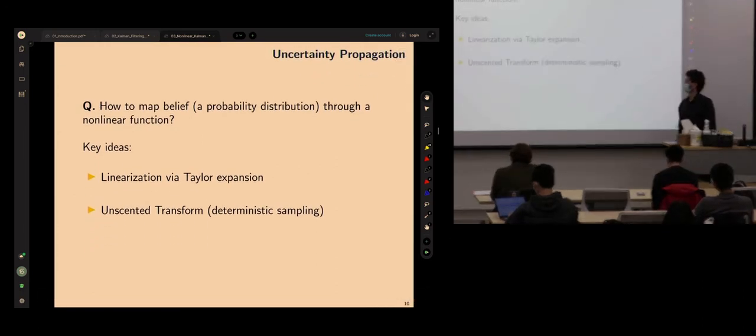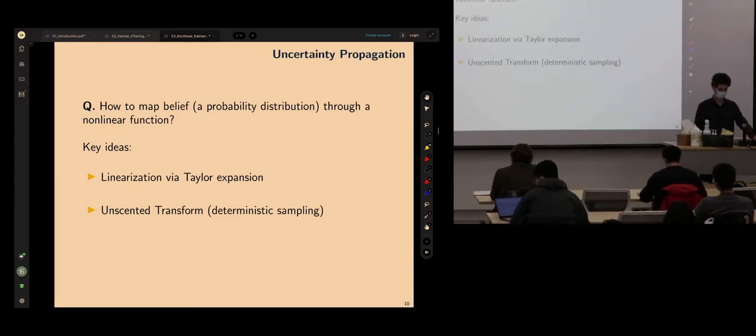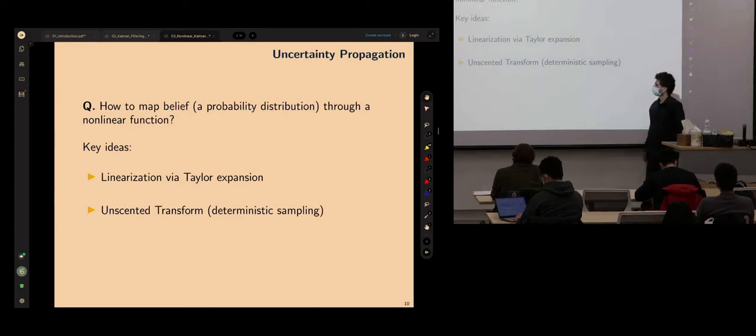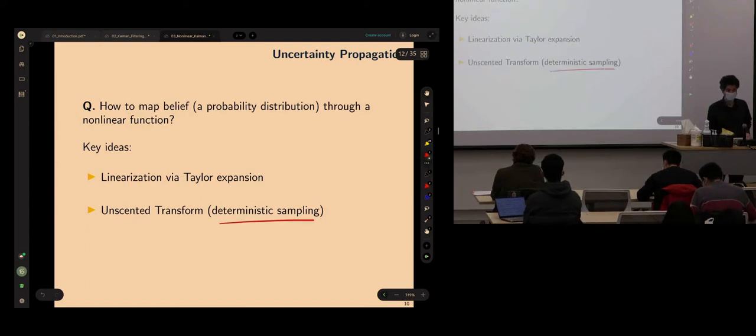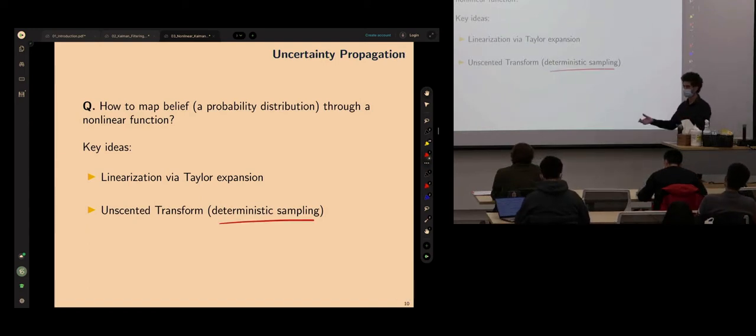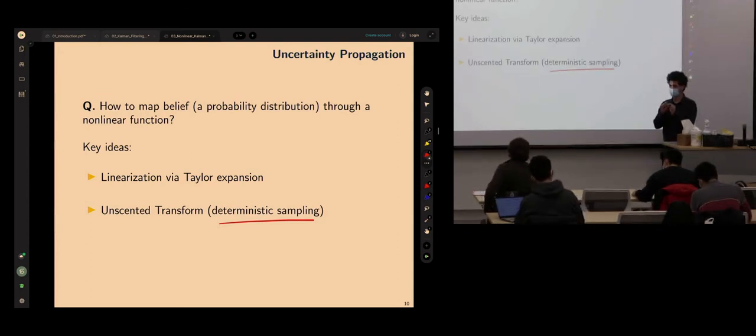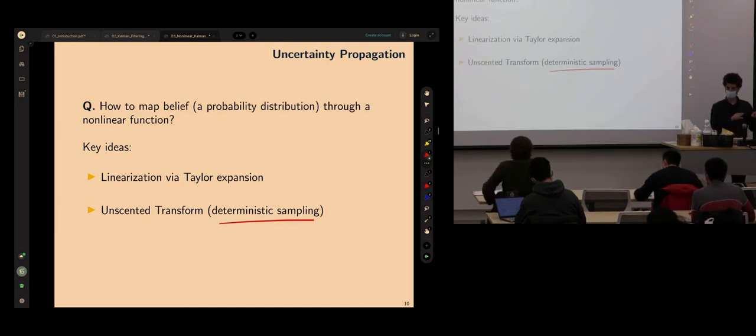The second idea that has been extremely successful is called the unscented transform. The name does not mean anything. It's not meant to. Don't think about it. It's just a random name. It is deterministic sampling. You generate a set of samples based on a deterministic rule. It's not random. And then you use those samples to approximate a distribution, a Gaussian distribution, on the outside, the range of the function.